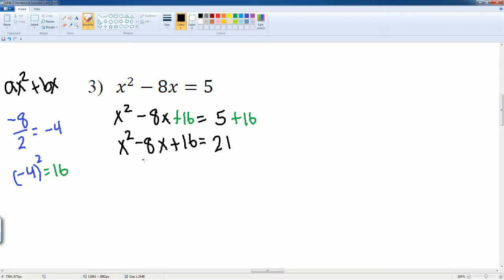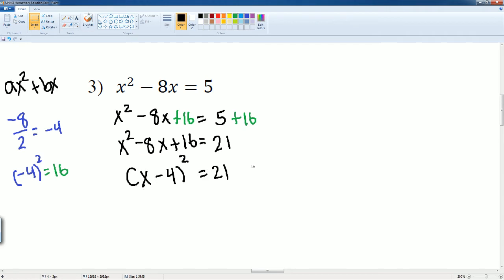Now we're going to factor. This left side, if you use your x method, can be broken down into x minus 4 squared equals 21. You're not done. You finished completing the square. You factored it. Now we need to solve it.